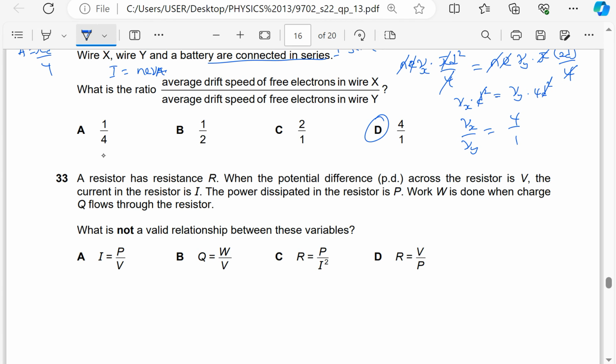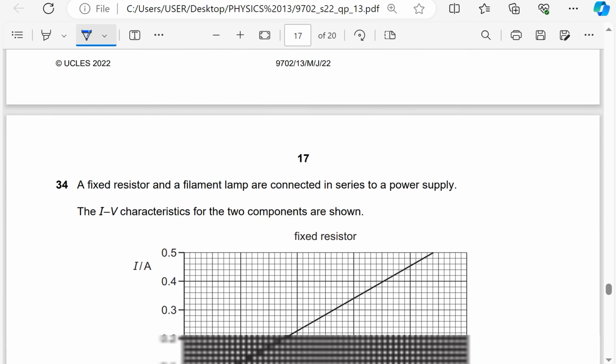Okay, let's check one by one. Power is equal to IV. This is correct. Work done over charge: if I make V the subject, V is equal to work done over charge. That is the definition of V, so this is a correct relationship. When I make P the subject, P is equal to I squared times R. We are used to this. This one is not correct. The correct one would be power equals V squared over R. Because the question asks what is not a valid relationship, D is not valid.